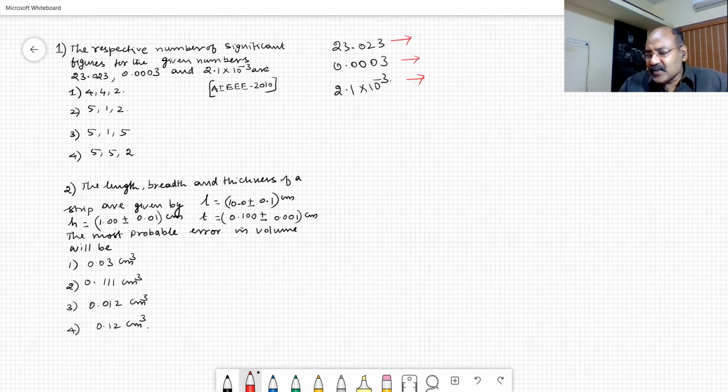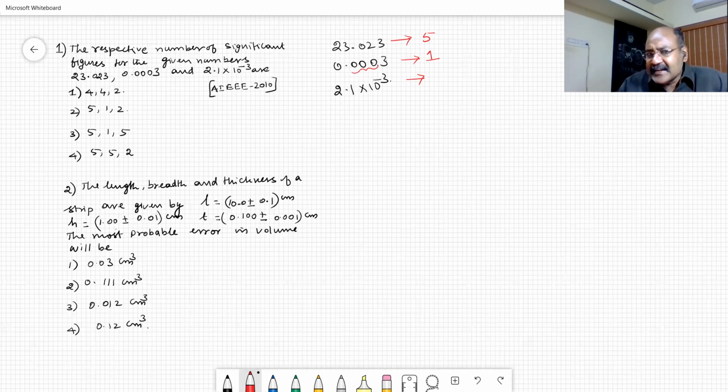See, in this, the first one: 1, 2, 3, 4, 5. So the first one has five significant digits. The second one, 0.000: these three zeros are considered non-significant. Only 3 is considered significant. So the number of significant digits available is 1.